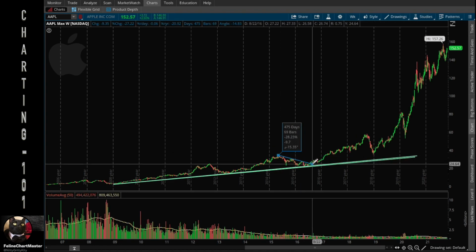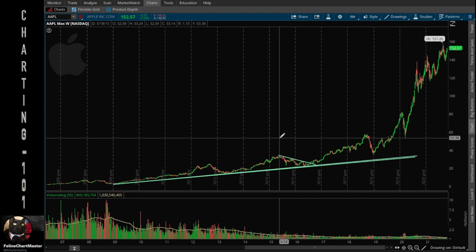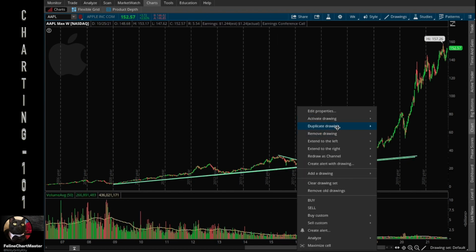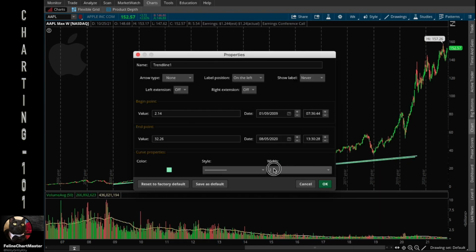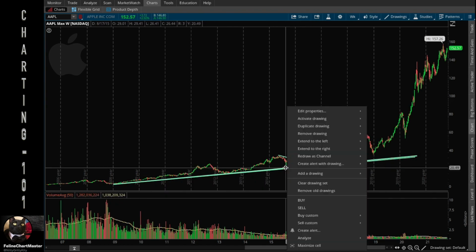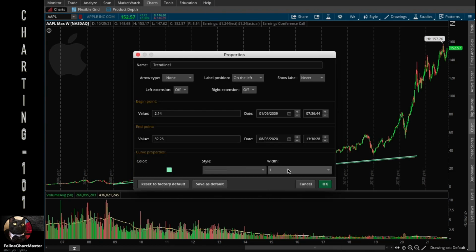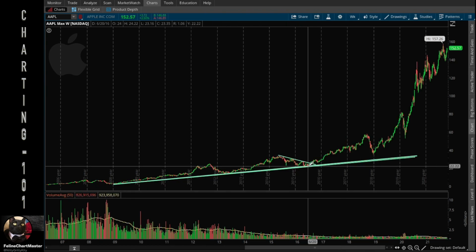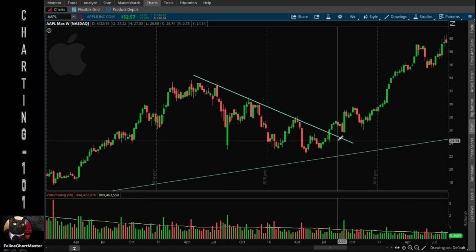So a downtrend would be on the top like that. The idea is that you want to wait for trend lines to be broken, okay? So essentially, if we can zoom in here, again, this is the weekly.